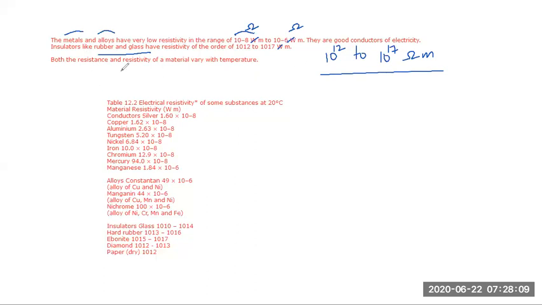Okay. Now resistance and resistivity of a material vary with temperature, and that's the reason we assumed that we will make temperature constant while doing the previous experiment. All right. Now this is a table which shows the electrical resistivity of some substances at 20 degrees centigrade. We're making temperature constant. So this is ohm meter, unit of resistivity. Silver is having a resistivity of 1.6 into 10 raised to power minus 8. So what does that mean? Very low resistivity means a very good conductor of electricity. So then comes copper, aluminum, tungsten.